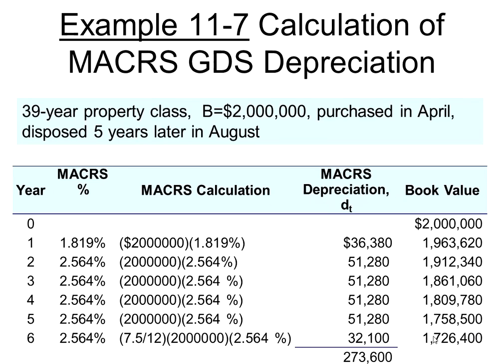Subtracting it from the 2 million gives us this much. So that's the book value at the end, when they sold the property.